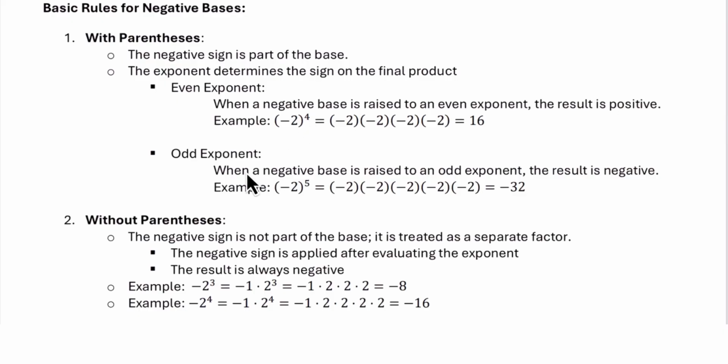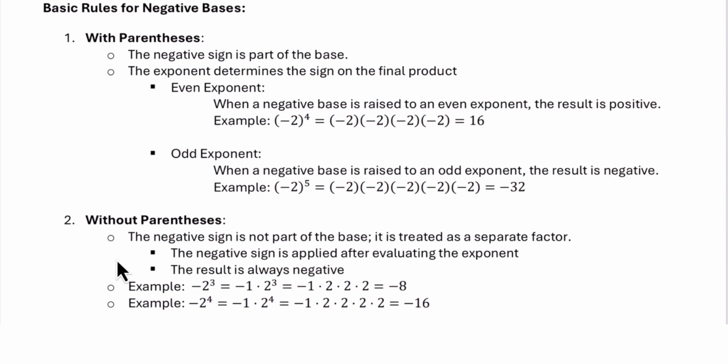If we have an odd exponent, then the result is going to be negative. For example, negative 2 raised to the 5th power. That negative 2 occurs 5 times as factors, and then the result is negative 32, because negative times a negative is positive, times a negative is negative, times a negative is positive, times a negative is negative. Again, an odd number of negatives will give us a negative, an even number of negatives will give us a positive.